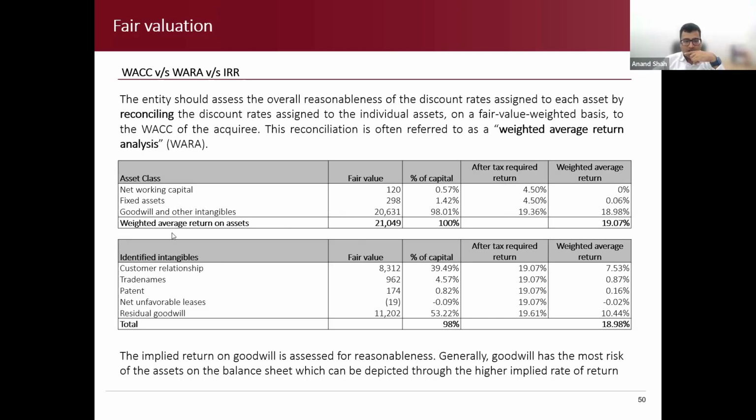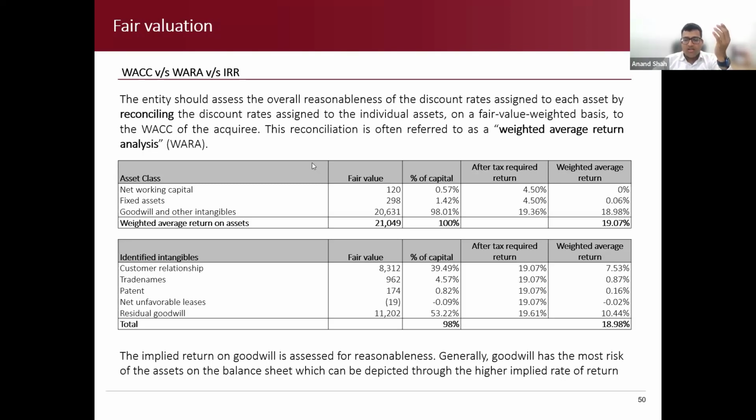So if you go down, where we've broken down the goodwill of 20,631 into all the intangibles, you will see that eventually the balancing figure you get for residual goodwill, which is 19.61, is basically the return you expect from goodwill. And goodwill being the riskiest of the assets, it will always require the highest return, which is very evident from here. So when you see that your 18.98, which is equal to my WACC and my IRR, is leading to a residual goodwill after-tax required rate of return which is higher than the return of any other asset, it says that yes, the analysis is making sense.